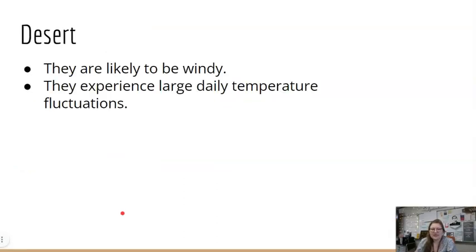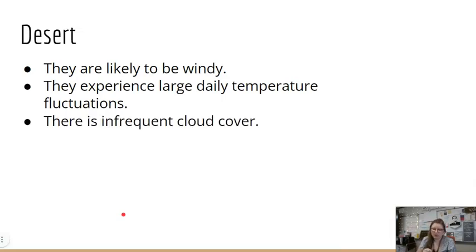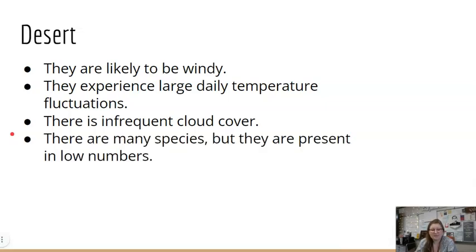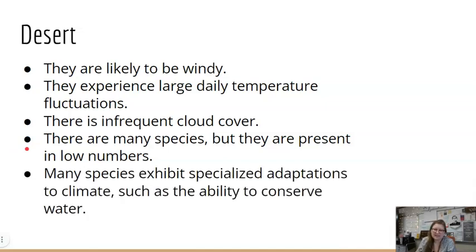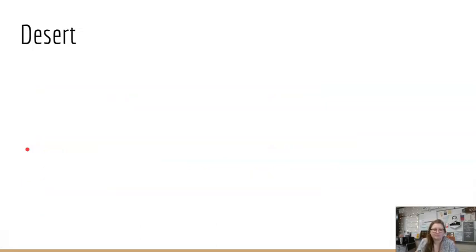Deserts are likely to be windy. They experience large daily temperature fluctuations, really hot during the day and cooler at night. There is infrequent cloud cover, and not a lot of rain, not a lot of humidity, means not a lot of clouds. And there are many species, but they are present in low numbers. So pretty good diversity, but very low population sizes. Many species exhibit specialized adaptations to climate, such as the ability to conserve water. Cactuses, for example, have really thick stems so that they can hold a lot of water.